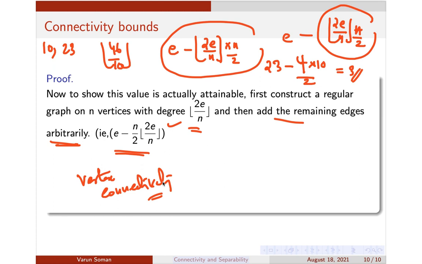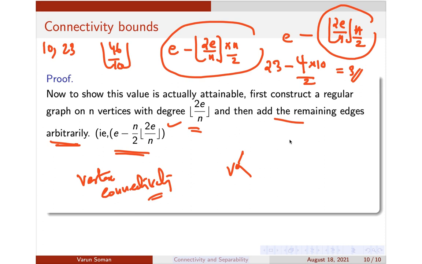Suppose I need to disconnect a single vertex V. How will I disconnect the single vertex V? All the connections from V should be deleted. Is it correct? All the connections coming from V should be deleted.